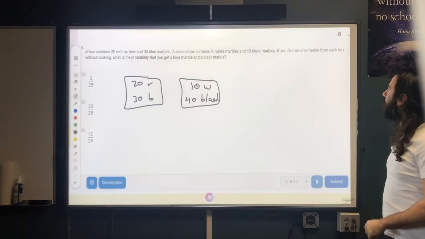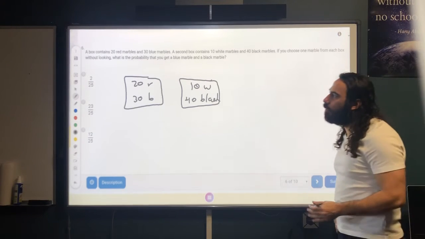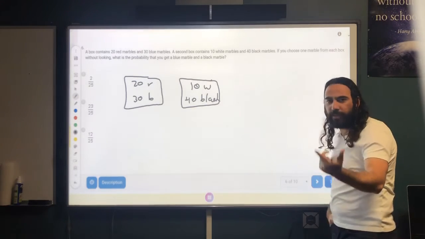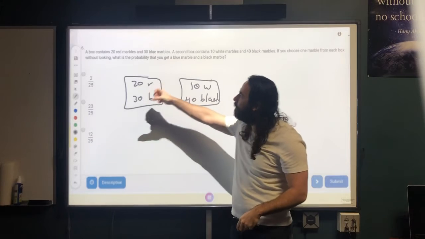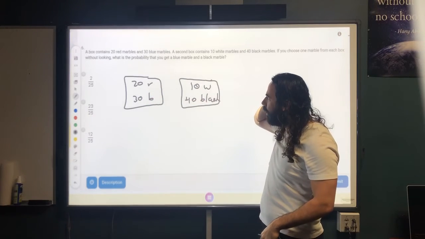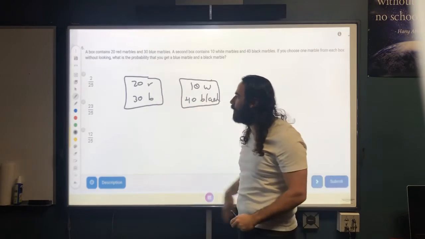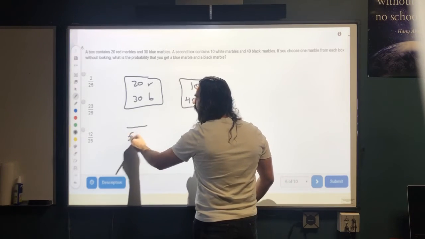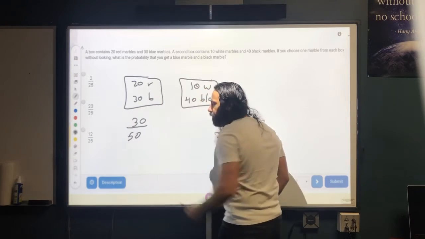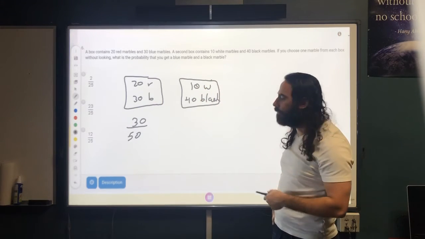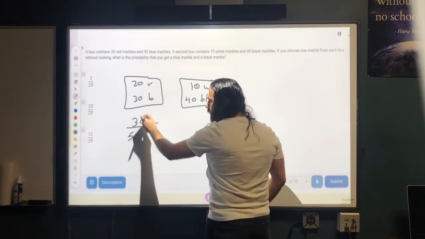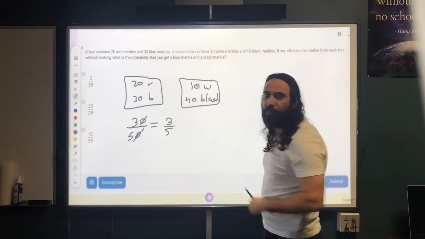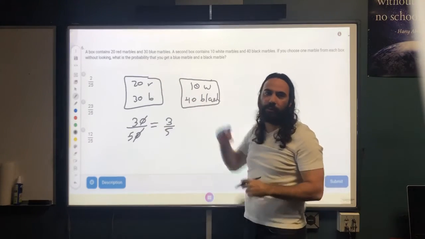If you choose one marble from each box without looking, what is the probability that you get a blue marble and a black marble? So you're going to choose again randomly. You're going to take from the first one a blue and from the other one a black one. So let's look at the first one. How many balls do we have in total? We have 50 balls. And how many blue? We have 30. Now, of course, it would be better for us to simplify these big numbers. The 0 cancels out with the 0, so I'm left with 3/5. That's the probability of taking a blue ball from the first box.